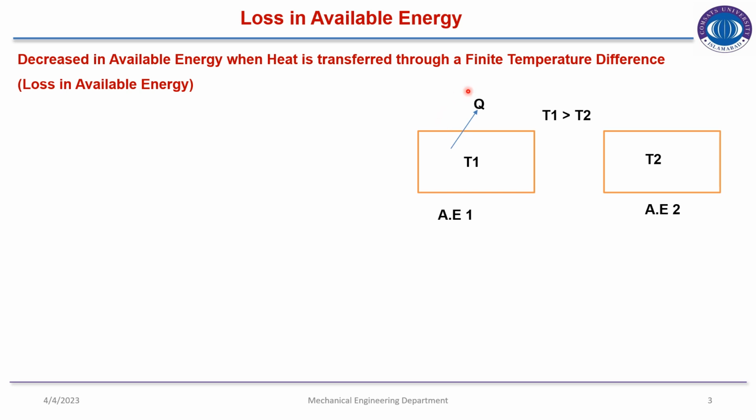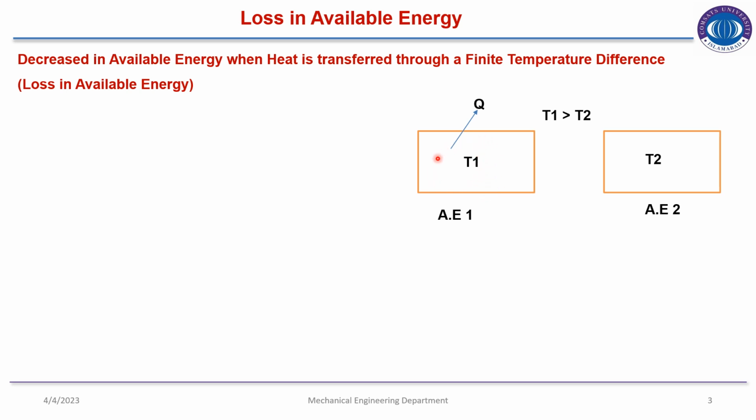So as you can remember, in the previous lecture as well, we discussed the finite body and finite temperature difference terms. Whenever we have a finite body, as energy is rejected from the body, its temperature will decrease. The opposite of a finite body is a reservoir. In the reservoir, however much energy we introduce or reject, the temperature of the reservoir remains constant. But in contrast to the reservoir, we have a thermal energy finite body.